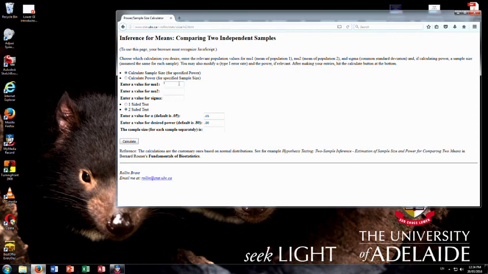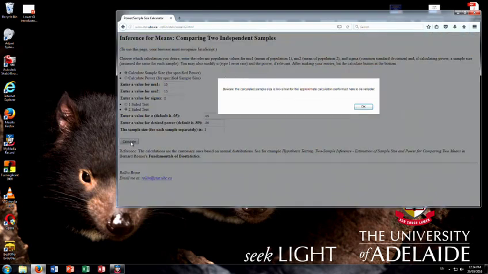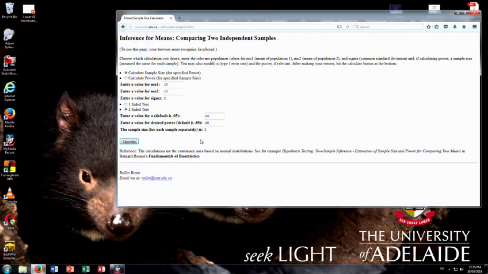So if I thought the mean in one group was 10, and the mean in the other group was 15, and the standard deviation was, say, 2, it would calculate it and it would tell me, yeah, 3. No one will believe you if you say 3. Anything under 10 is a bit ridiculous. Calculate. 16, okay? So there you go, it's a sample size calculator.